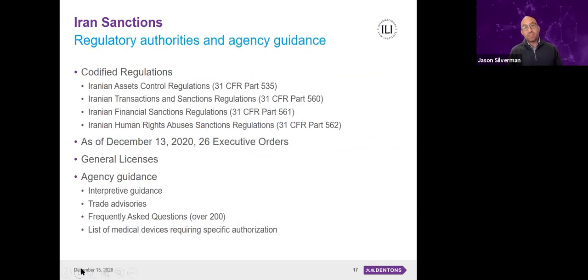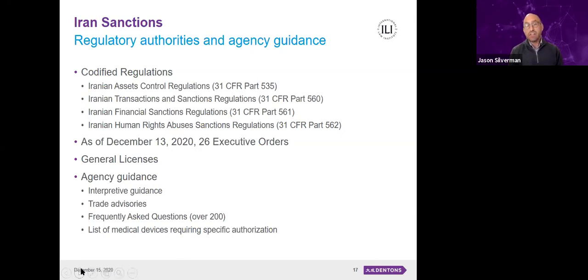So when we talk about the Iran sanctions, we're actually talking about not just all those statutes, but where the rubber really meets the road is in the codified regulations. And in the case of Iran, there's actually 4 of them. The Iranian Assets Control Regulations, which are sort of the original blocking sanctions against the Iranian government, Iranian Transactions and Sanctions Regulations, the Iranian Financial Sanctions Regulations, and the Iranian Human Rights Abuses Sanctions Regulations. The 2 most commonly implicated sets of regulations in day-to-day business are the ITSR, the Transactions and Sanctions Regulations, and the IFSR, Financial Sanctions Regulations.